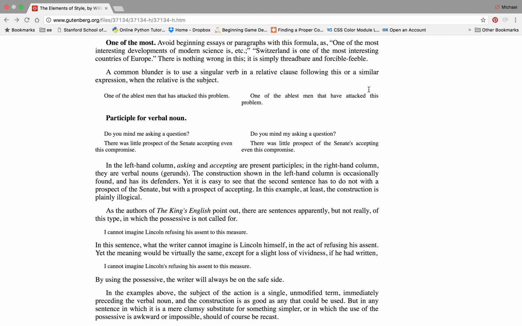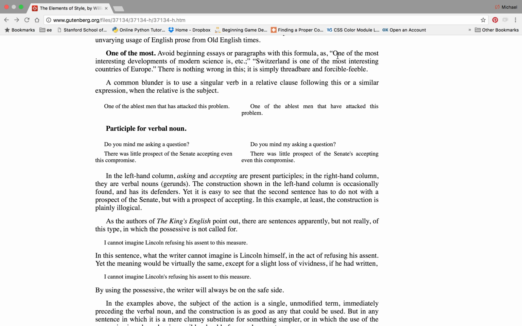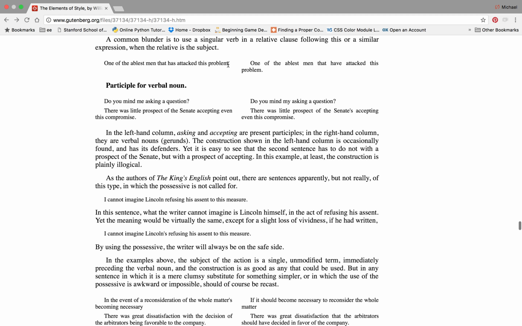But at the same time, he's saying that generally you don't want to use "one of the most" when beginning essays or paragraphs with that phrase. Generally saying it's not good. So a common blunder is to use a singular verb. Okay, so this is bad: "One of the ablest men has detected this problem." Yeah, this seems like a fragment to me because of that. "One of the ablest men that have attacked this problem." I'm pretty sure this is a fragment and not a complete sentence.